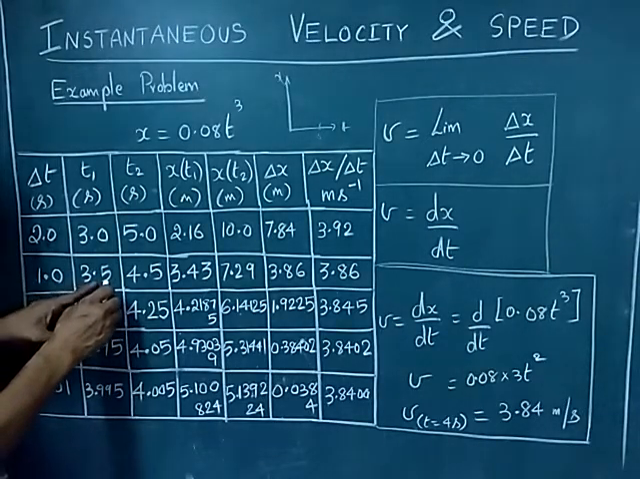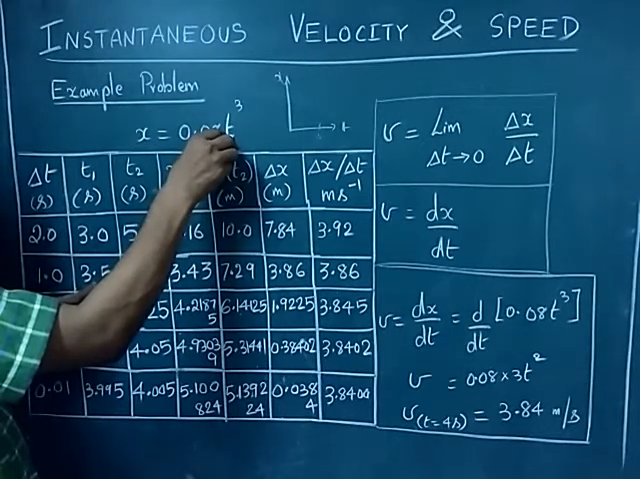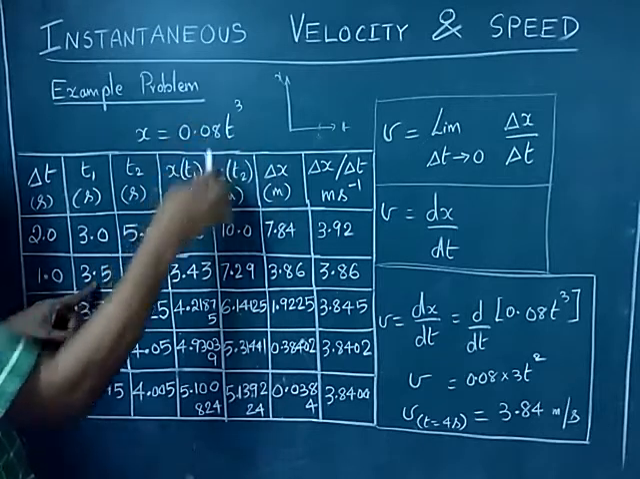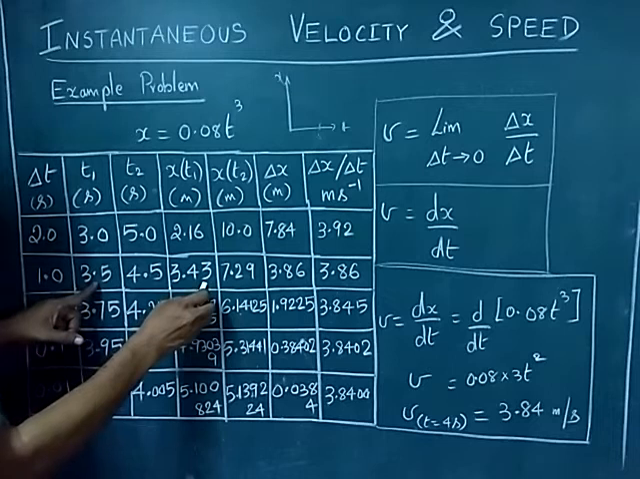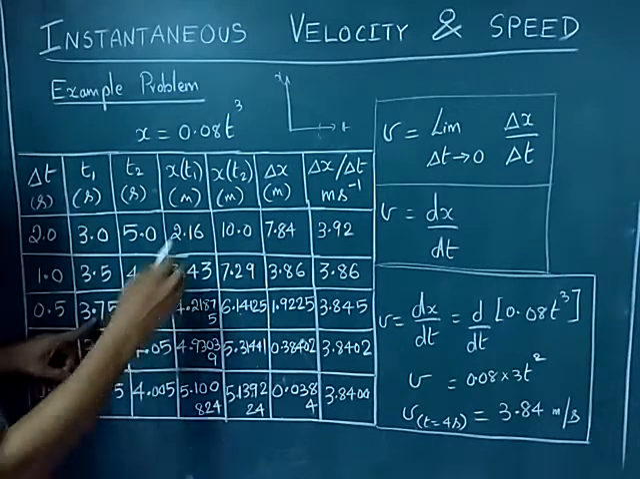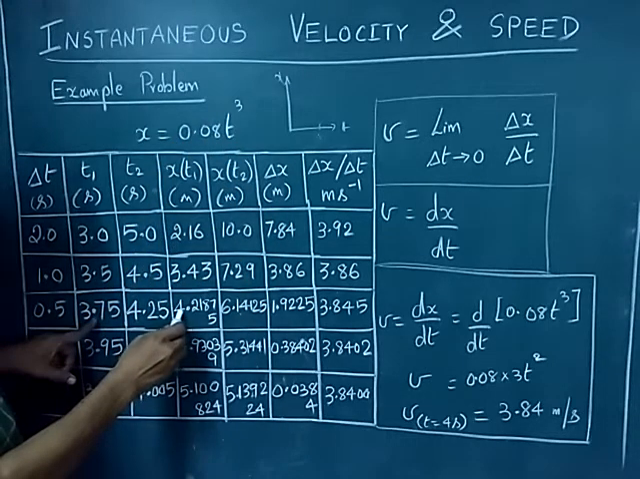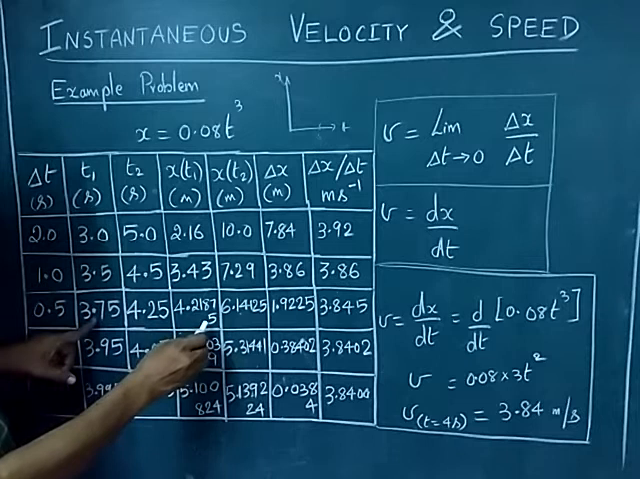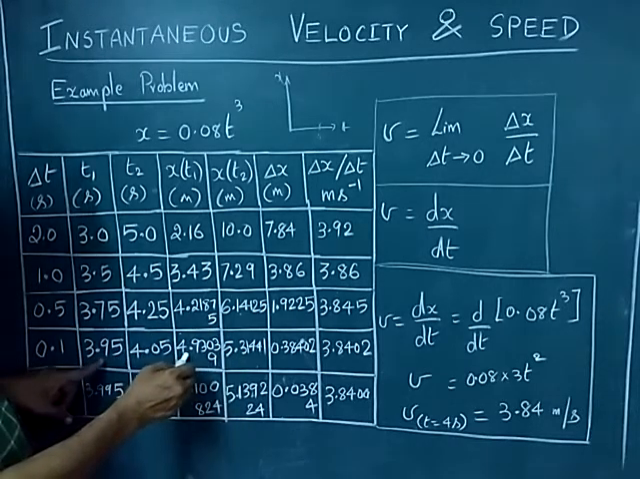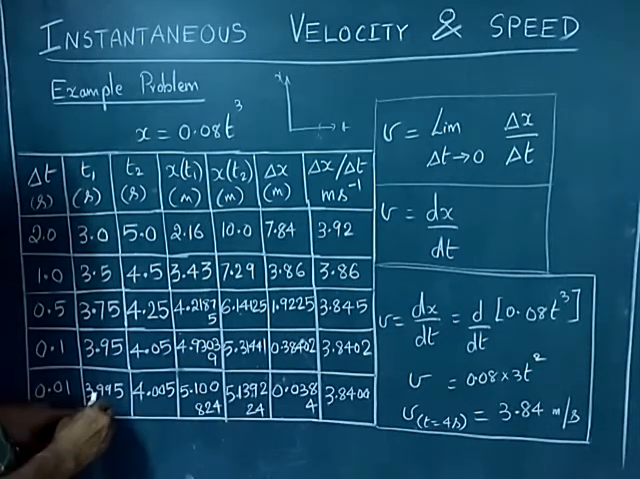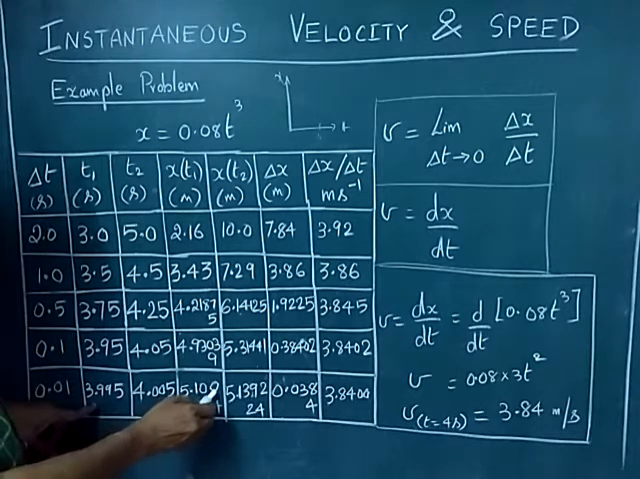We take 3.5 and substitute it in this formula. 3.5 cube multiplied by 0.08 will give you 3.43. Similarly, 3.75 cube multiplied by 0.08 will give you 4.21875. For 3.95 you will get 4.93039, and for 3.995 you will get 5.100824.